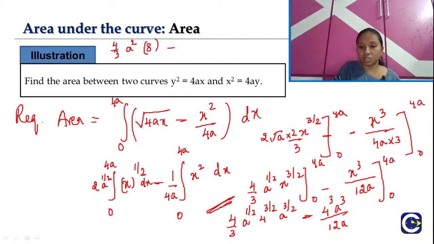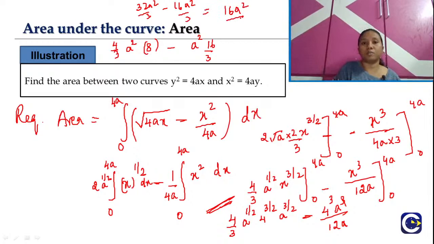Minus here 1 a can get cancelled, which will remain with a square here, and it is 4, so 4 can get cancelled with 3, so 16 by 3 here, right? So now we are having 8 4s are 32 a square by 3 minus 16 a square by 3, which is equal to 16 a square by 3.